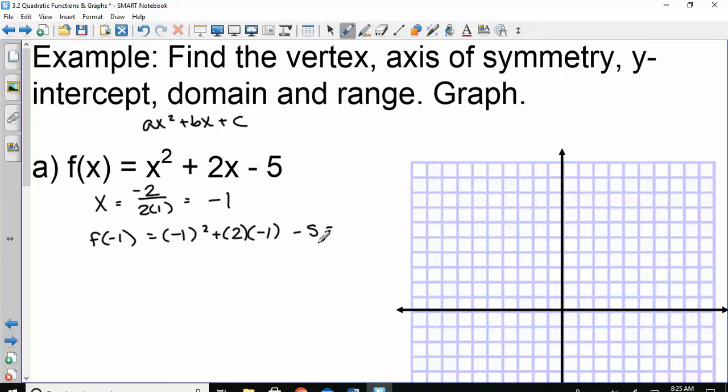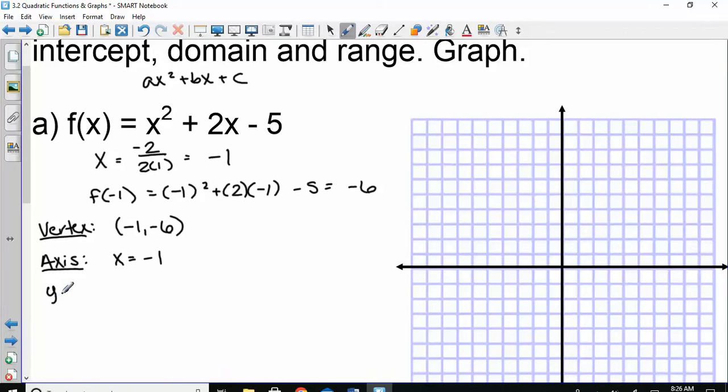So we get 1 minus 2 minus 5, -6. When I'm asking these questions, I'm going to look for proper notation. The vertex is an ordered pair, so put these two together to give me a point. Vertex is (-1, -6). Then I'm going to ask you for the axis of symmetry. X equals -1. It's just x equals the x value of your vertex.